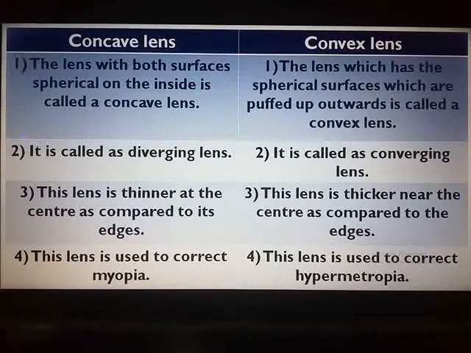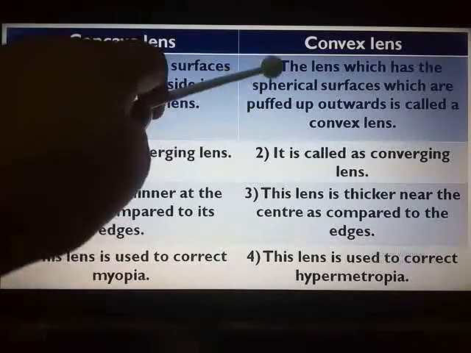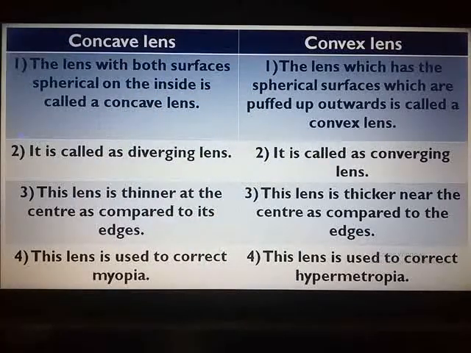The lens which has the spherical surfaces which are puffed up outwards is called a convex lens. And the third line you will see, the lens with both the surfaces spherical on the inside is called a concave lens. So the first point should cover what is concave lens, what is convex lens. Now concave lens, you know, it is called a diverging lens. Convex, it is called a converging lens. That should be your second point.